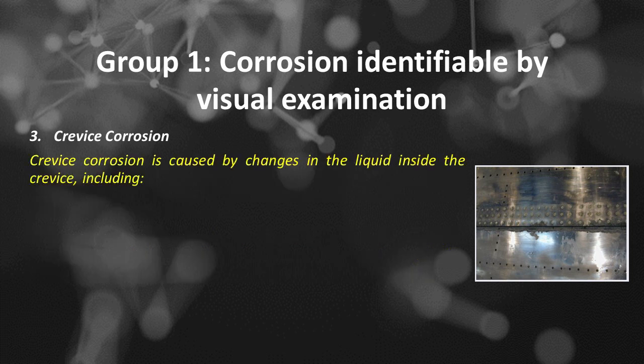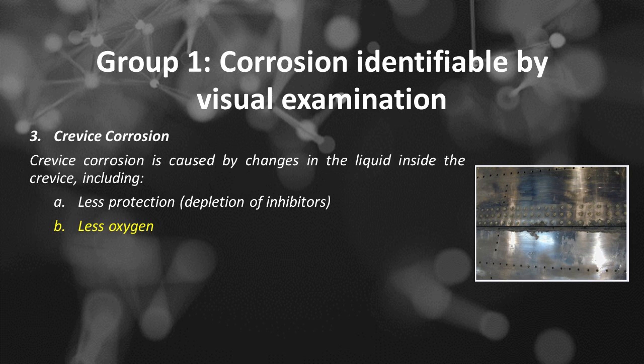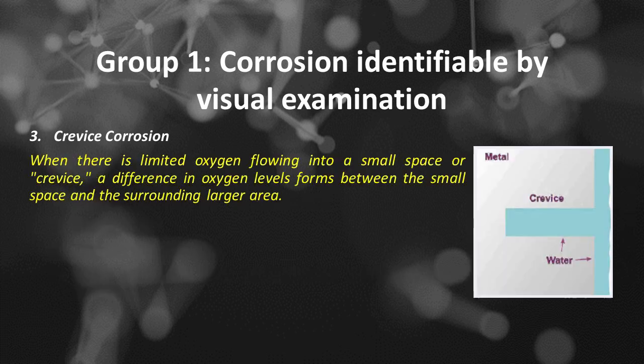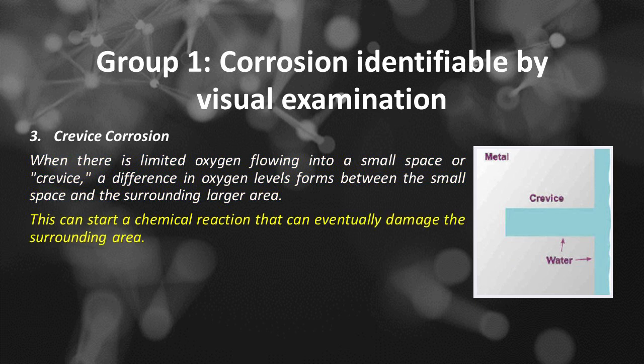Crevice corrosion is caused by changes in the liquid inside the crevice, including: the first is less protection, depletion of inhibitors. The second is less oxygen. The third is more acidic conditions. And the fourth is more aggressive ions, like chloride, which speed up corrosion. When there is limited oxygen flowing into a small space or crevice, a difference in oxygen levels forms between the small space and the surrounding larger area. This can start a chemical reaction that can eventually damage the surrounding area.